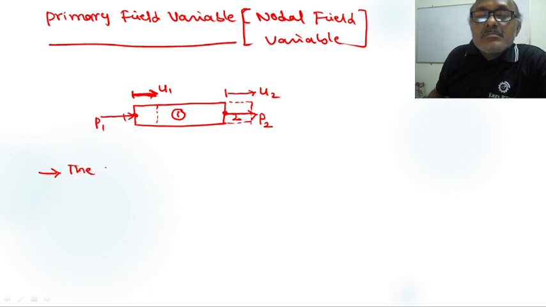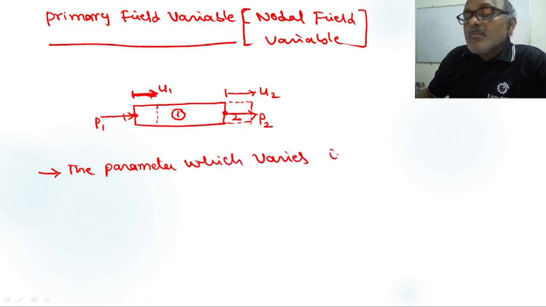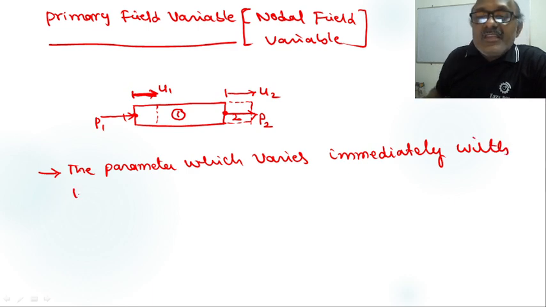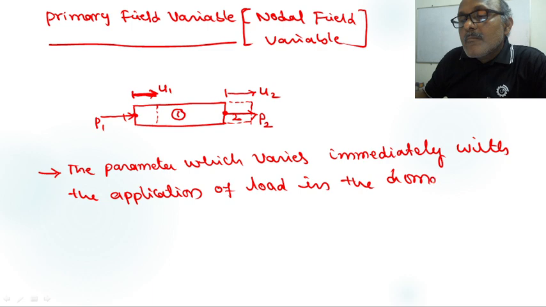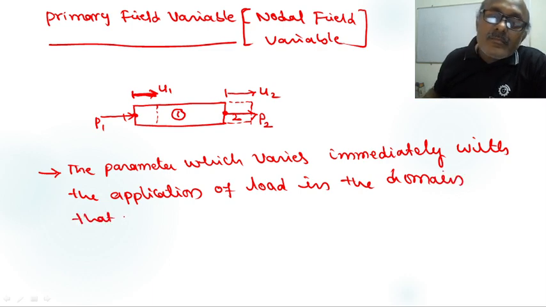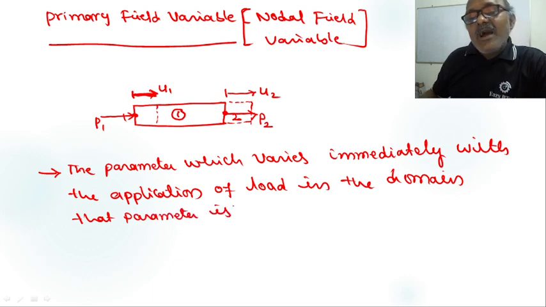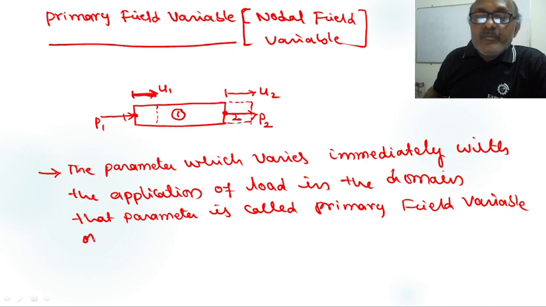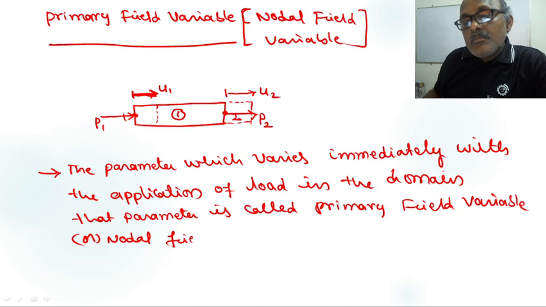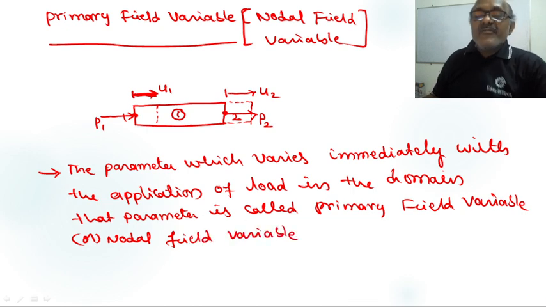The parameter which varies immediately with the application of the load in the domain, that parameter is called primary field variable or nodal field variable. All of you clear, my dear students?